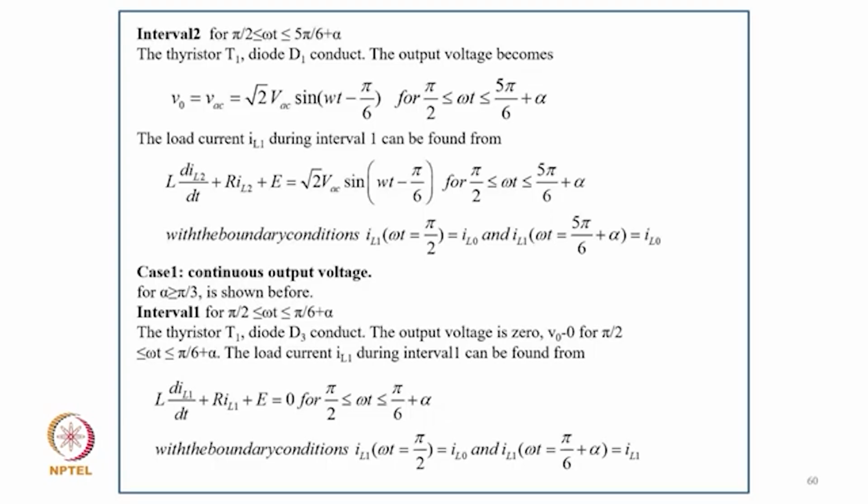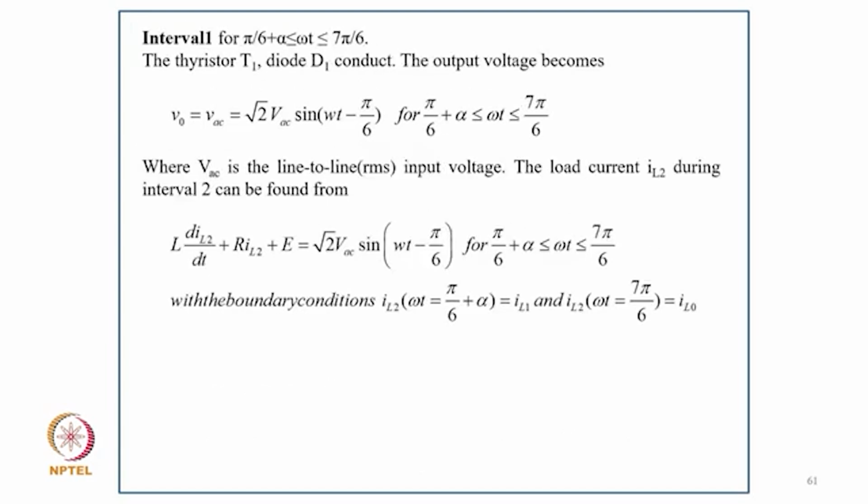So for the interval pi by 6 to pi by 6 plus alpha, thyristor T1 and D3 conduct, the output voltage V equal to 0, and the load current IL1 during this interval can be found out from L dIL upon dt plus R IL1 plus E equal to 0, with the boundary condition IL1 at omega t equal to pi by 2 being IL0, and IL1 at omega t equal to pi by 6 plus alpha being IL1.